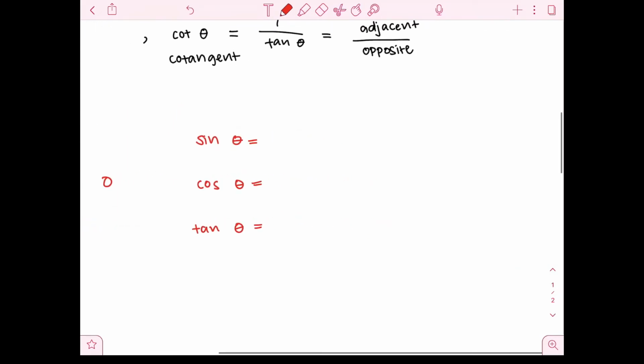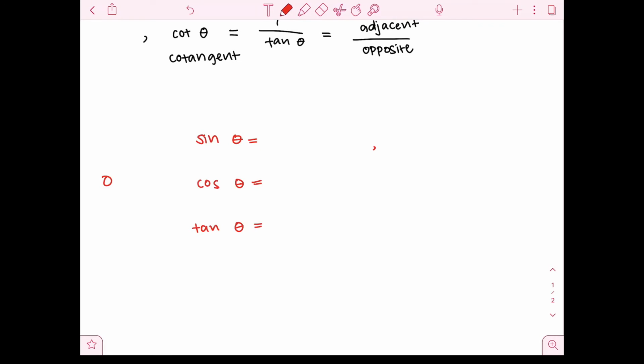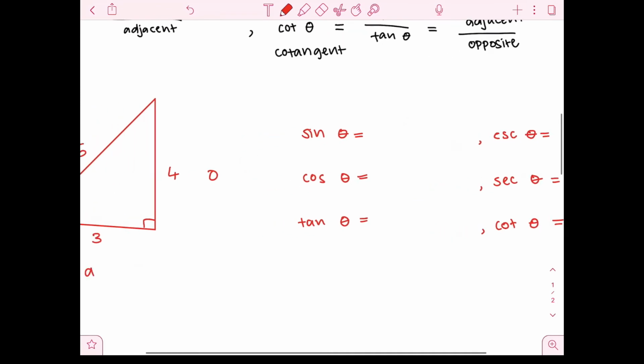Feel free to pause the video right now if you know how to solve this problem. I'm just setting up how I would solve it. Cosecant theta, secant theta, and cotangent theta. Okay, great. So we have our problem set up.